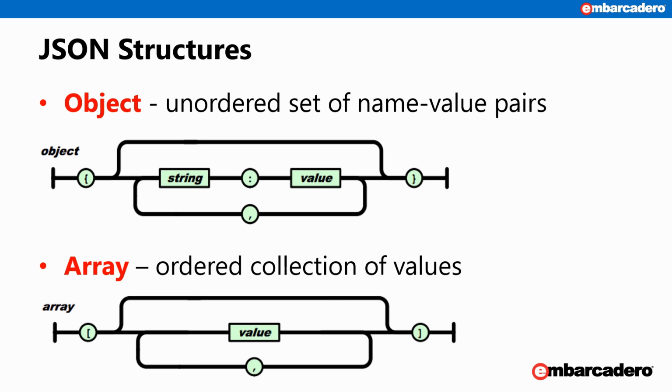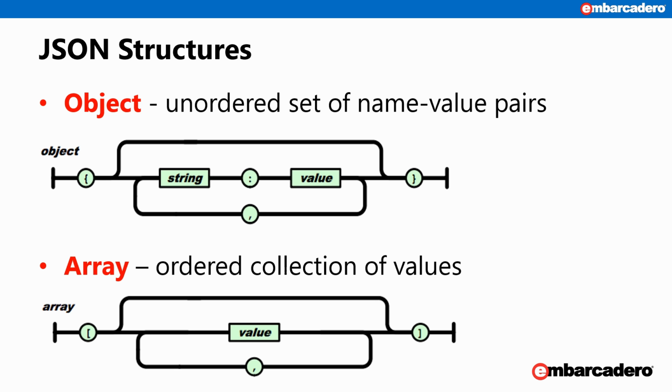So JSON is based on just two structures. There is an object, which is just an unordered set of name-value pairs. So object maps very nicely to the concept of the class or object in most of the object-oriented programming languages. And the second structure that is used in JSON is array, which is an ordered collection of values.